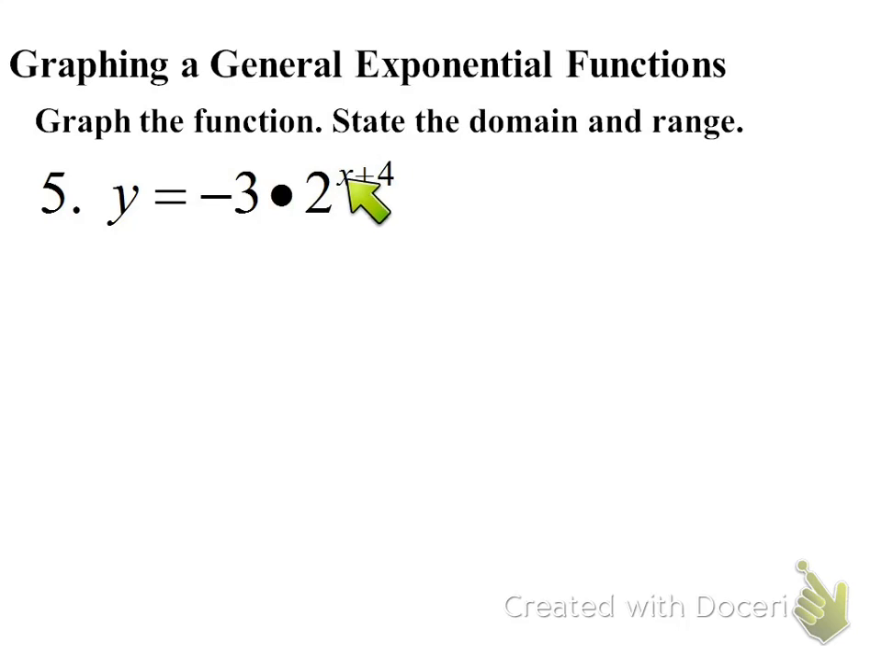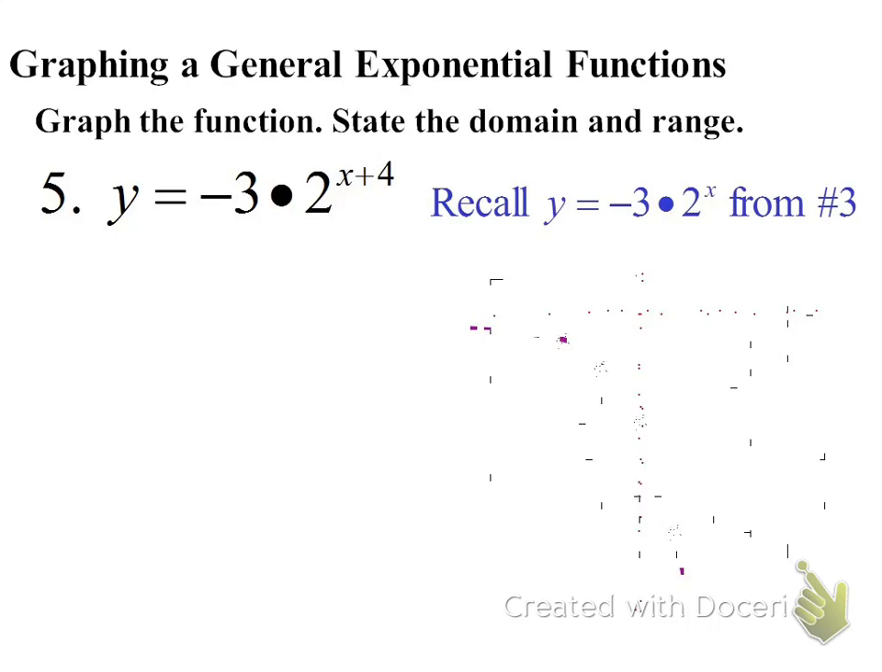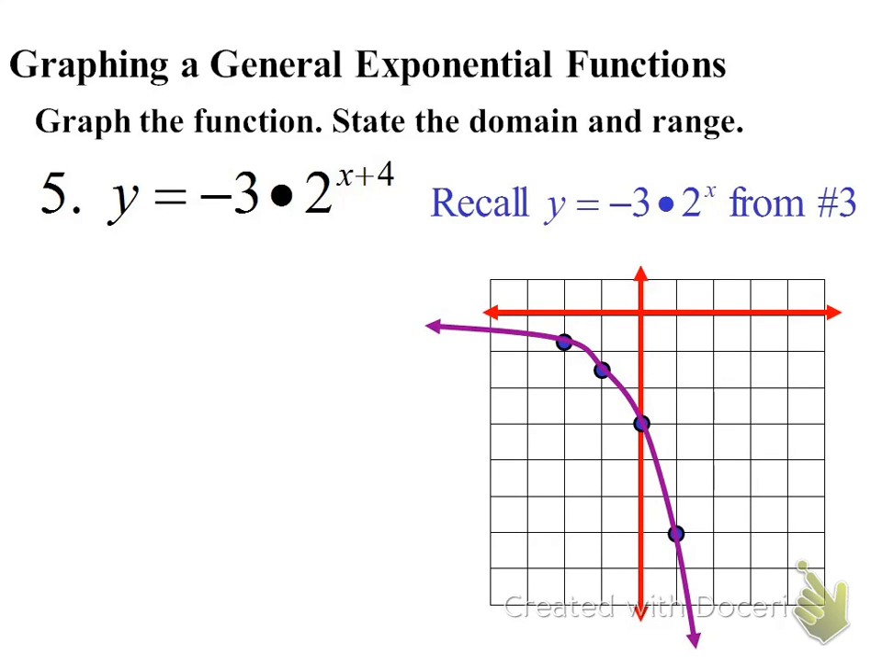Moves it to the left. So we should have pretty much the same graph as when we did -3 times 2 to the x. It's just going to go left 4. And that's exactly what it's showing you right here. So we have done this graph before, right? This was number 3. You're basically taking what you did in number 3 and you're moving it left 4 spaces. What if you actually did the problem? It should work out the same way.